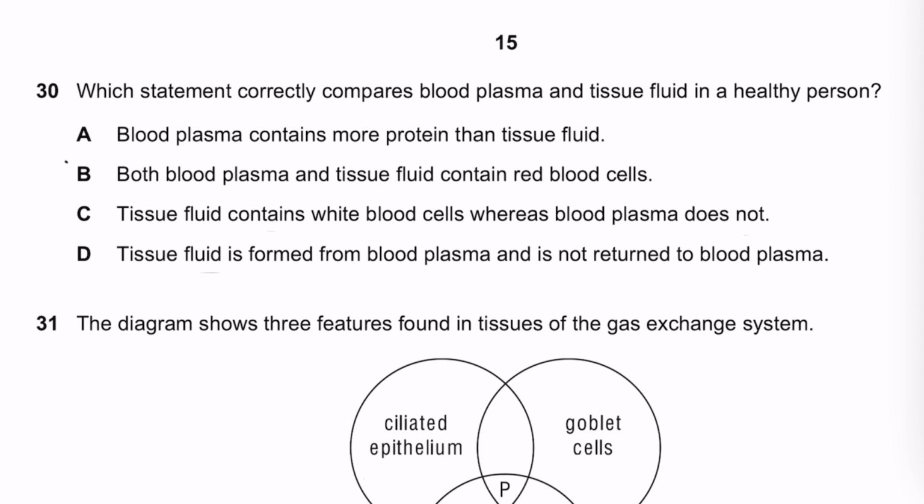Tissue fluid contains white blood cells, whereas blood plasma does not. Actually, both of them contain it. And tissue fluid is formed from blood plasma and does not return to the blood plasma. No, it does return. Therefore, the answer is A.